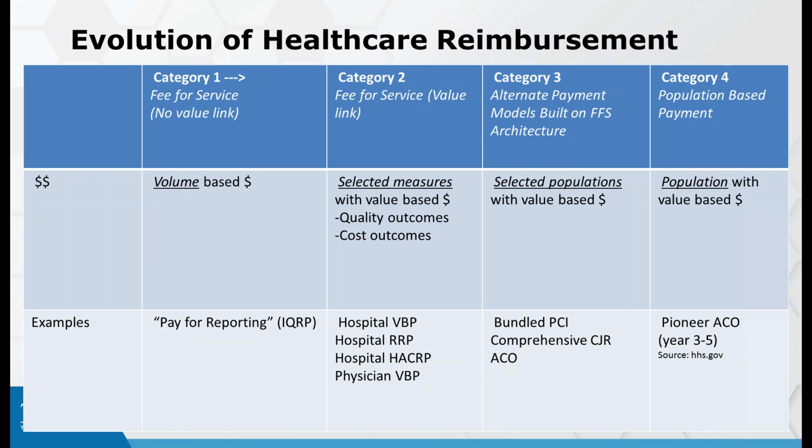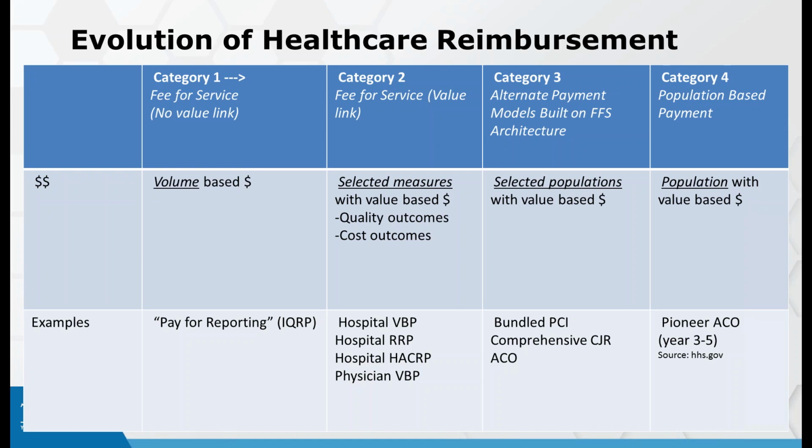This is just a snapshot of the evolution of healthcare reimbursement. We started out, of course, in Category 1 with fee-for-service, which is how hospitals and physicians got paid, based on volume. You basically got paid a certain amount of money for the number of patients that you treat, the number of services that you give, etc. An example there is pay for reporting, the IQRP.